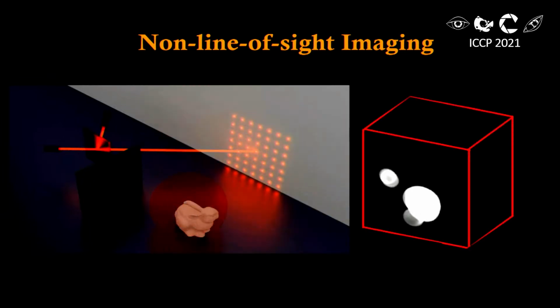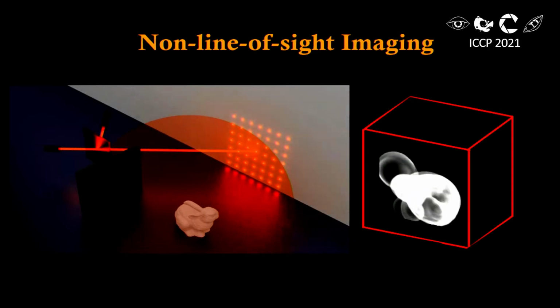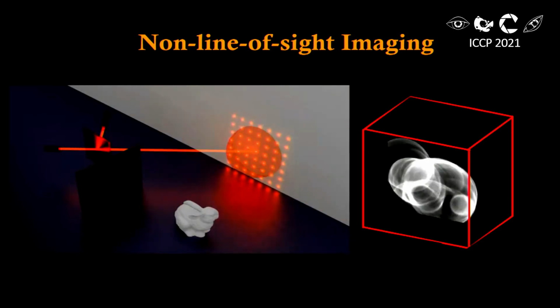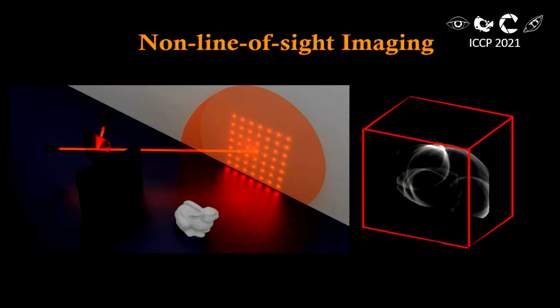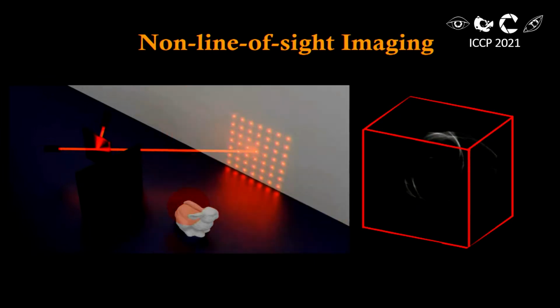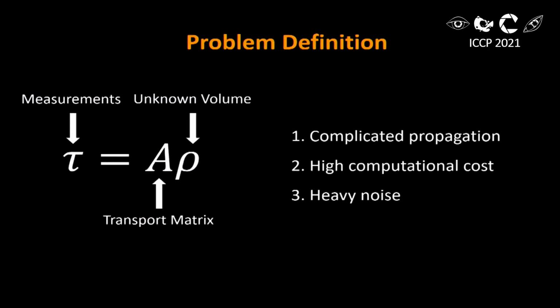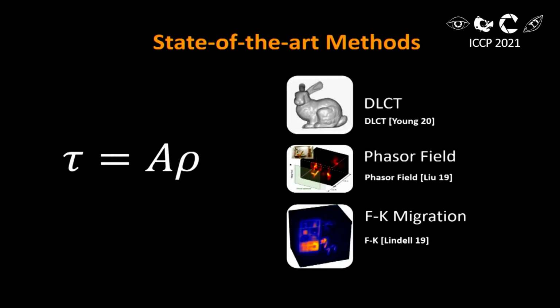A single pixel corresponds to a specific pair of illumination and detection spots on the wall, and also corresponds to a histogram of the photon counts versus time bins. The transients contain rich geometric information of the hidden scene, and recovering the object from transients is a typical inverse imaging problem. Recent reconstruction methods have shown promising results.